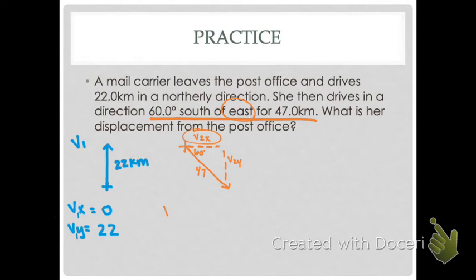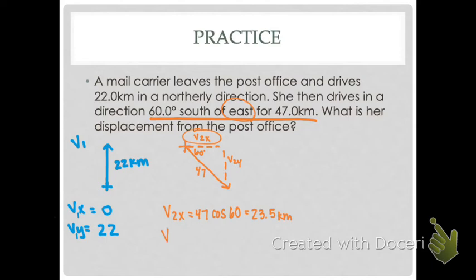So if I'm going to solve for v2x, would I use sine or cosine? I would use cosine. It would be 47 times cosine of 60, right? Because the x side is adjacent to my angle. So 47 cosine 60, and I get 23.5 kilometers. Is my x component here positive or negative? It's positive, right? Because it's moving to the east.